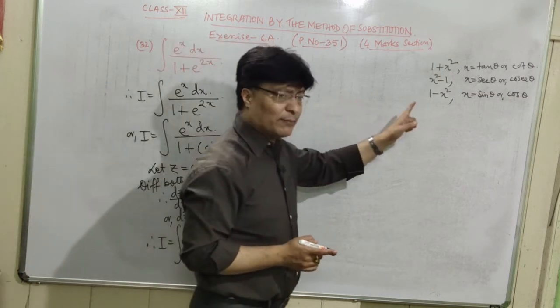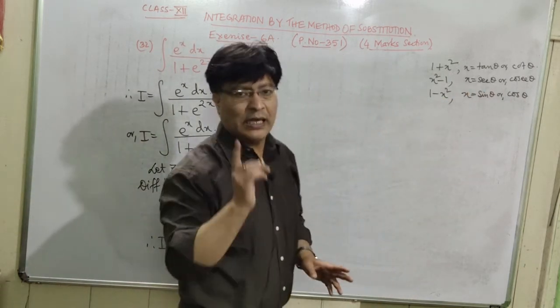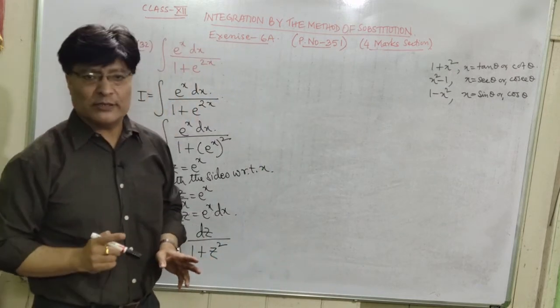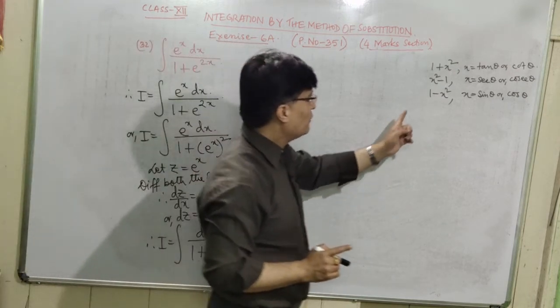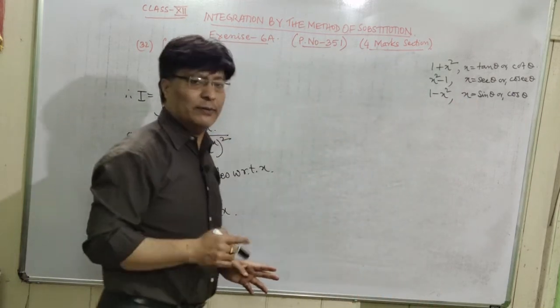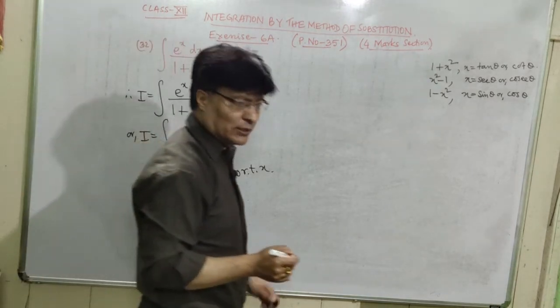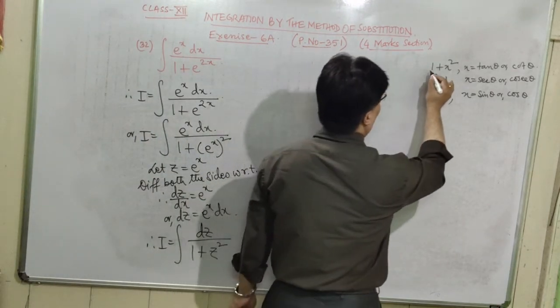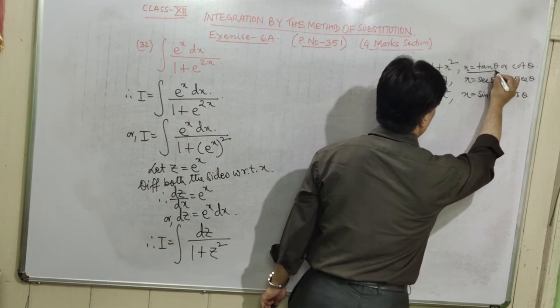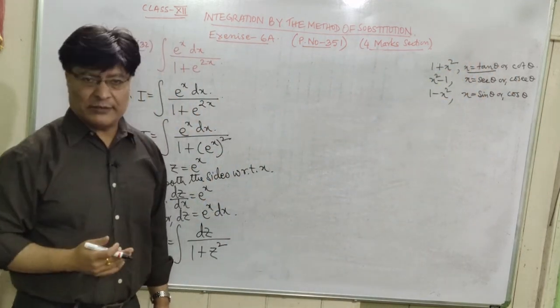If you have x square minus 1, you can put either x is equal to sec theta or cosec theta if you are to do the trigonometric substitution. So if you have 1 minus x squared, then you can put x is equal to sine theta or it may be cos theta. But in case of integration, if you have 1 plus x square, we always put x is equal to tan theta only, so that its differentiation will be positive.